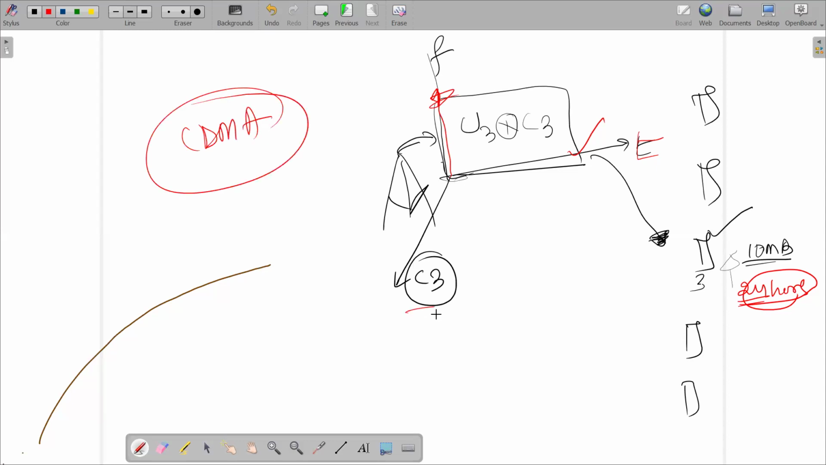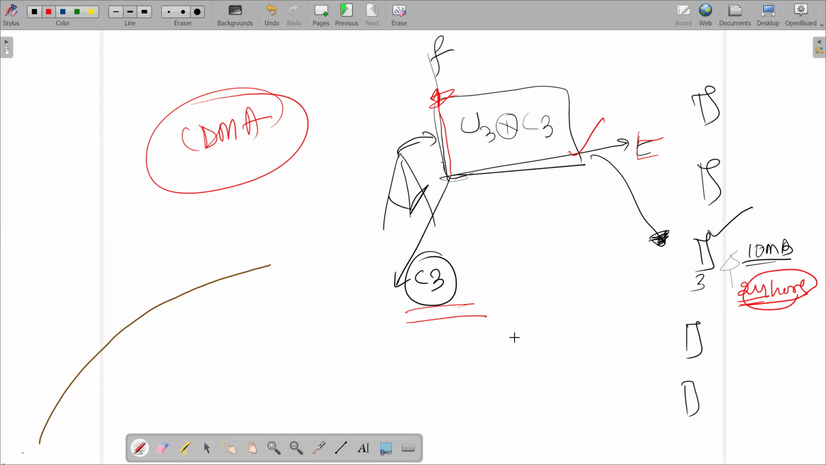With the help of code, the entire bandwidth can be assigned to a single UE or multiple UEs depending on the connections. Clear?